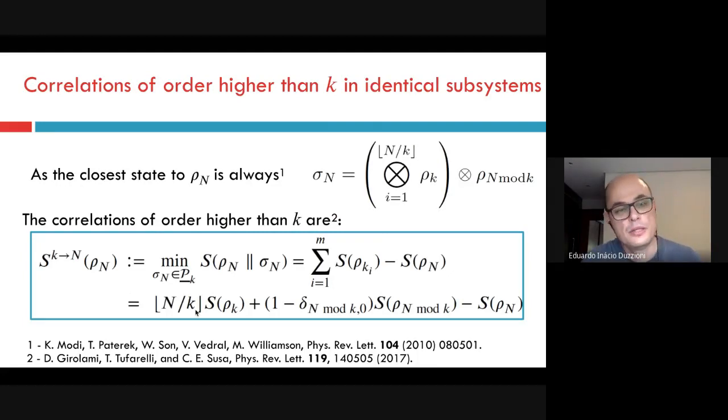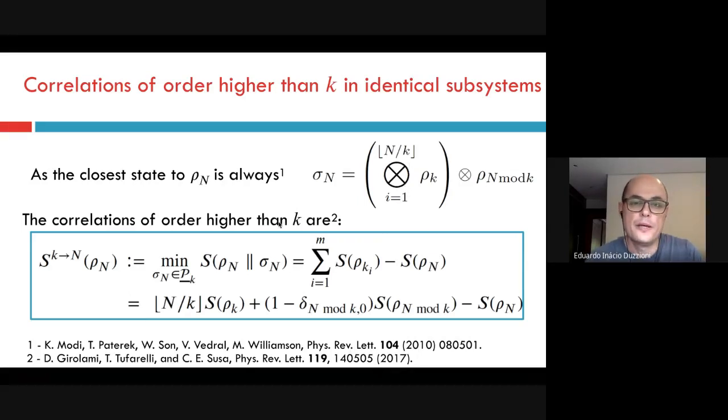Okay, now we already defined the measure of distance. We already defined the correlations of order higher than k. But now it's necessary to do this minimization procedure between rho n and sigma n. Here we are using a result from this reference by Cavalcanti, where they show that the closest state sigma to rho n can be written in this way. This function is the floor function. Probably you already know.